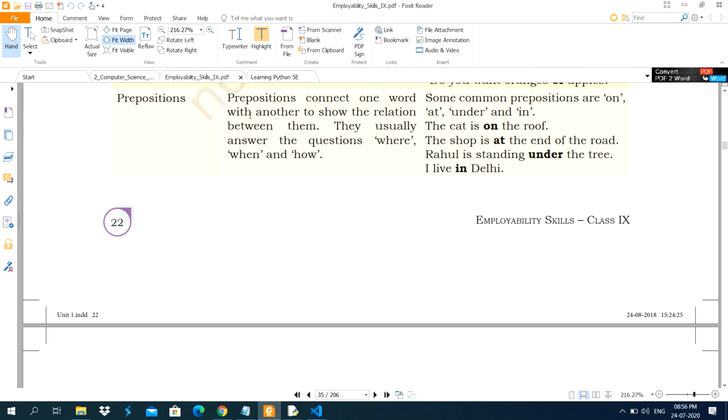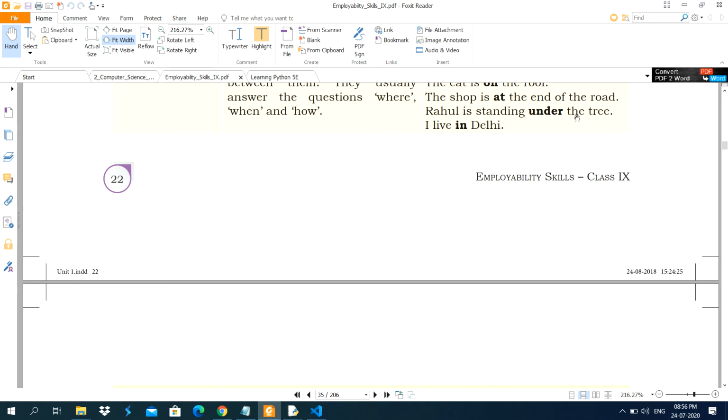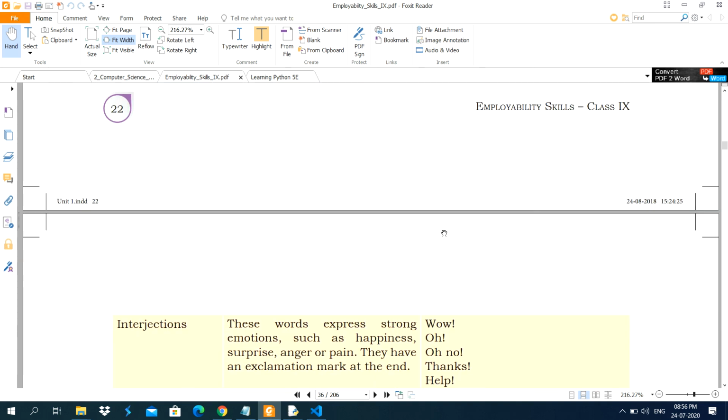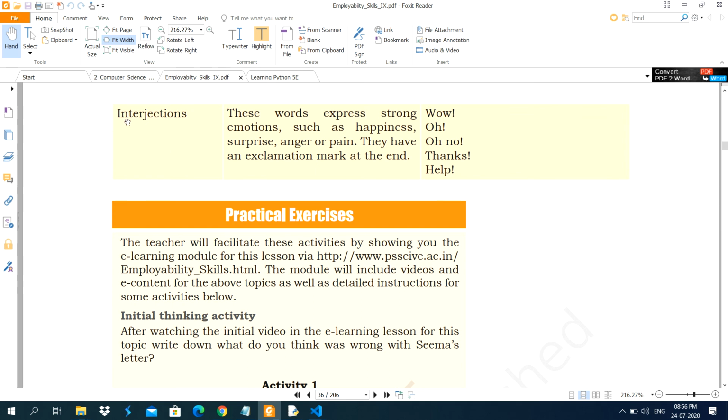Next is preposition. Prepositions connect one word with another to show the relation between them. They usually answer the questions where, when and how. Some common prepositions are on, at, under, in. The cat is on the roof. The shop is at the end of the road. Rahul is standing under the tree. I live in Delhi.